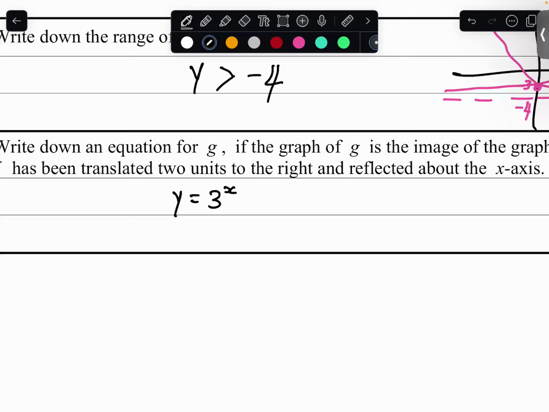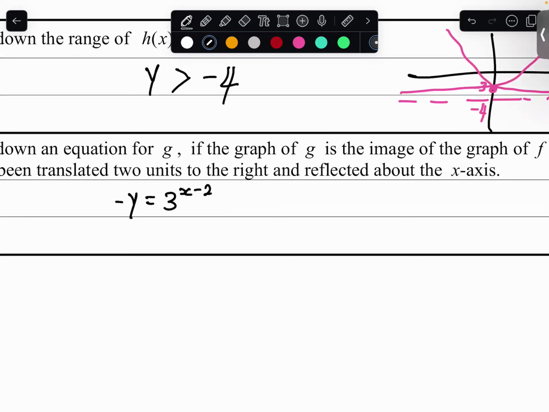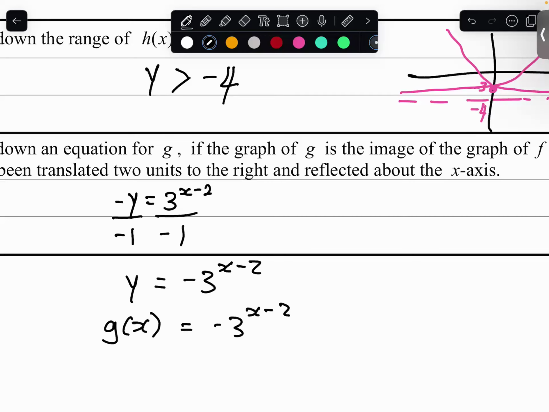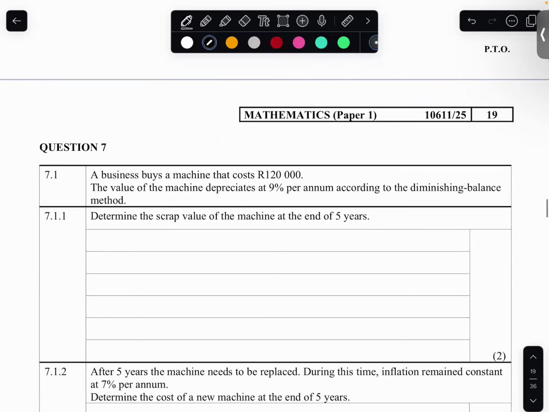2 units to the right means subtract from x. So you're going to say x minus 2, and then it was reflected about the x-axis, meaning change the sign of y. So those are the 2 transformations. And now you need to make sure, remember, we don't ever give an equation that's not in positive y form. So I'm going to divide both sides by negative 1. So that's going to give me y is equal to minus 3 to the x minus 2. And that's G of x's equation. Minus 3 to the x minus 2. Done. Okay, all the functions are done.